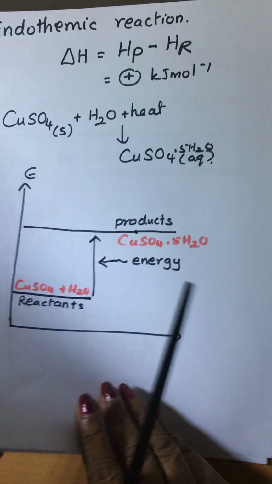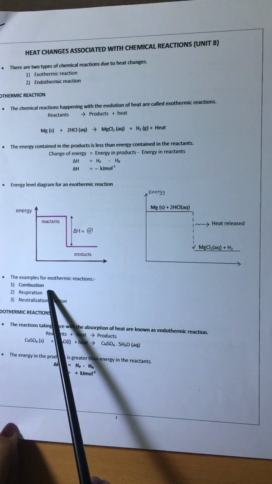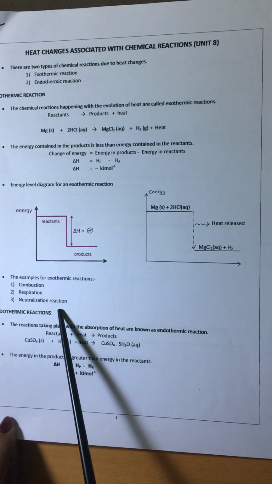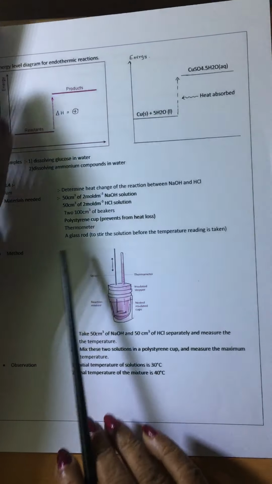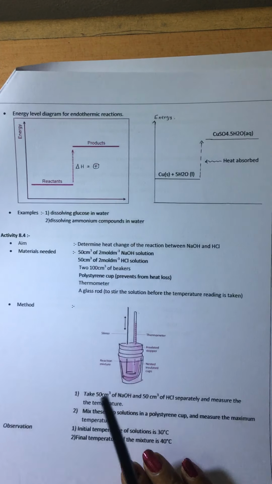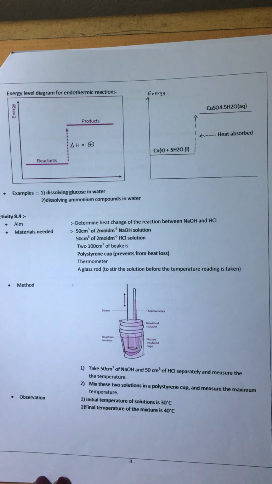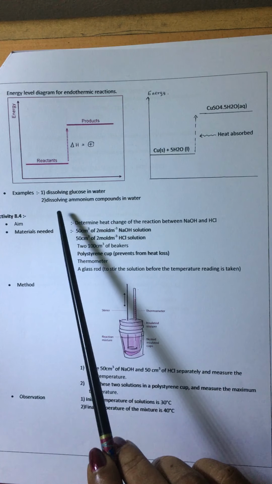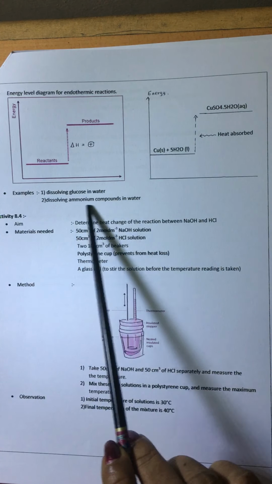So I gave some examples. Exothermic reactions: combustion, respiration, neutralization reactions, all are exothermic, the heat is released. Endothermic reactions: dissolving glucose in water. When you put glucose into your mouth, you feel coolness because the system absorbs heat from the environment, that is the mouth cavity, so you feel coolness. Dissolving ammonium compounds, that is chemical fertilizers, in water is also an endothermic reaction.